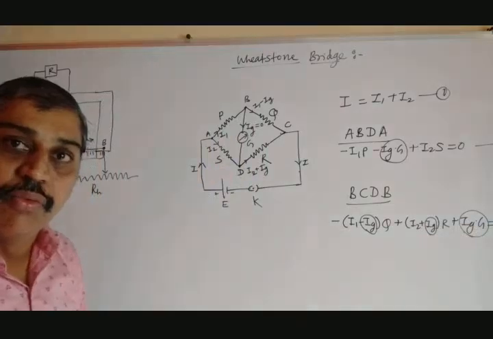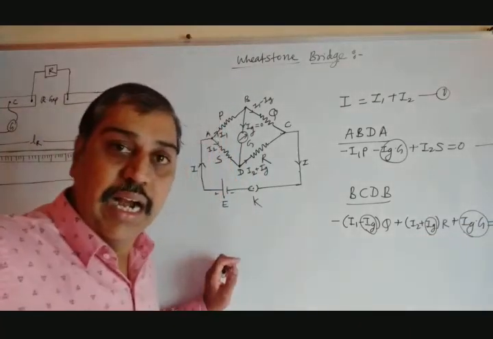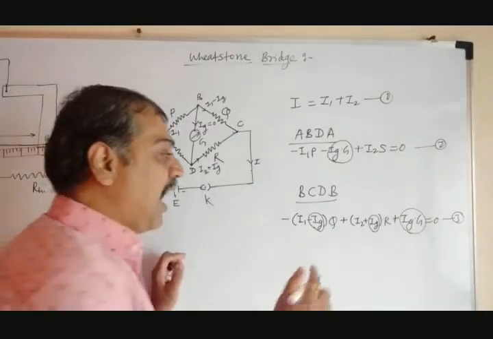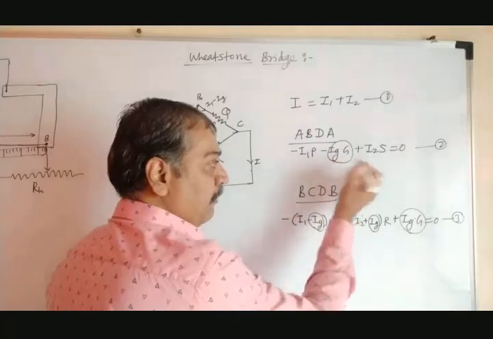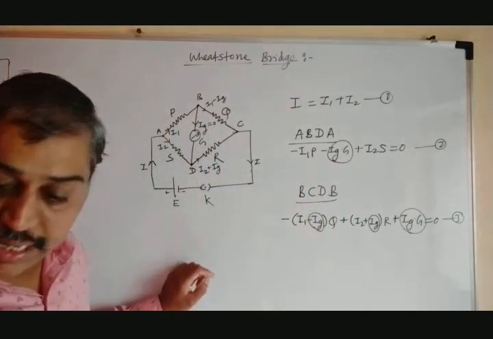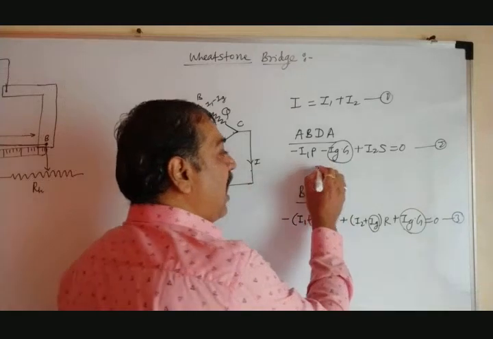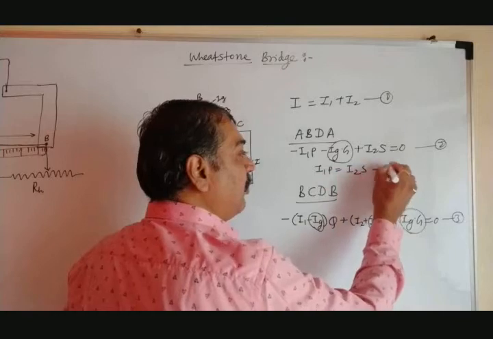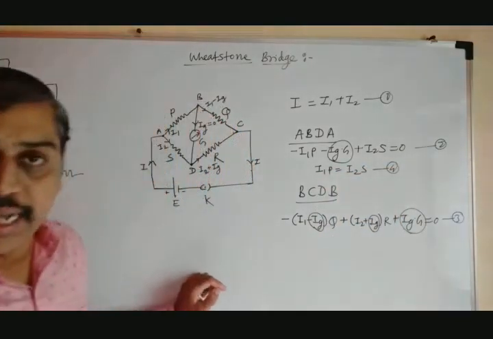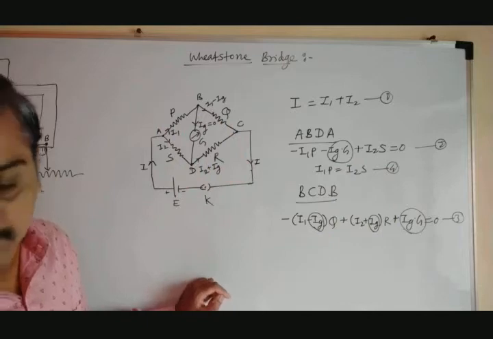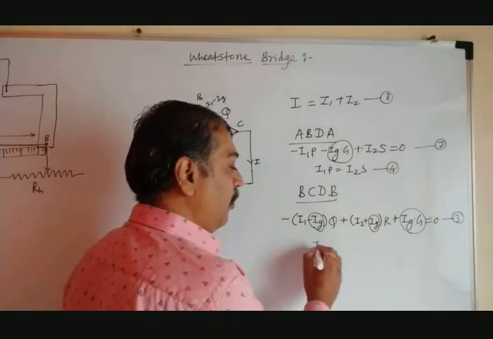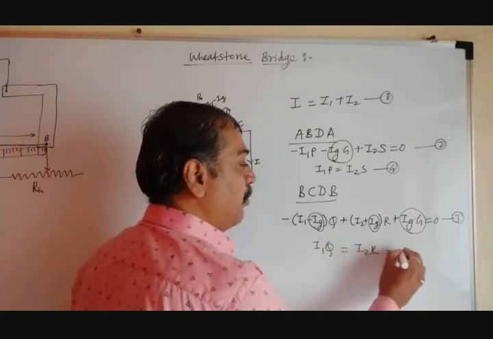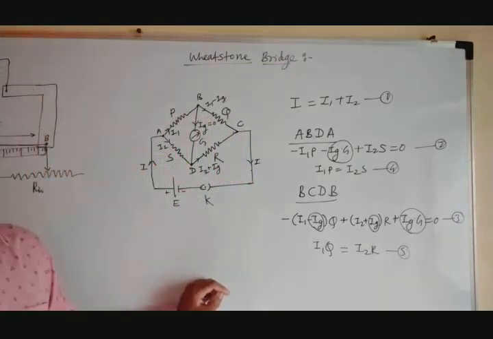Then you can write further equations from this. By putting Ig equal to 0, you can write the first equation, then the second equation. So I can write I1P equal to I2S, equation 4. Similarly, from the other loop you can write I1Q equal to I2R. Let us suppose this is equation 5. Equation 4 and 5 we get.